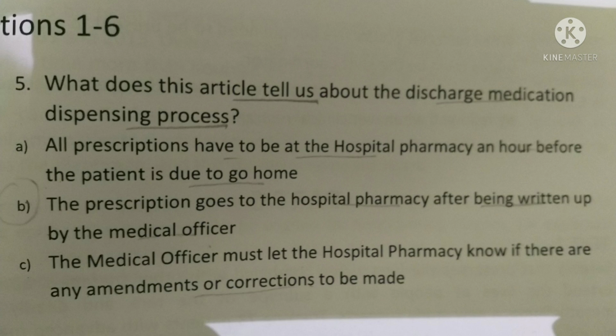Option A, you can see there are some options. If it is a complicated case, at least 3 hours prior. So option A is not the one. Then B, the prescription goes to the hospital pharmacy after being written up by the medical officer. It's mentioned that the discharge prescription must be completed by the medical officer with reference to the current medication chart, and then it should be made in this system. Then the third option, the medical officer must let the hospital pharmacy know if there are any amendments or corrections to be made, but that is not the way they have explained in the text.